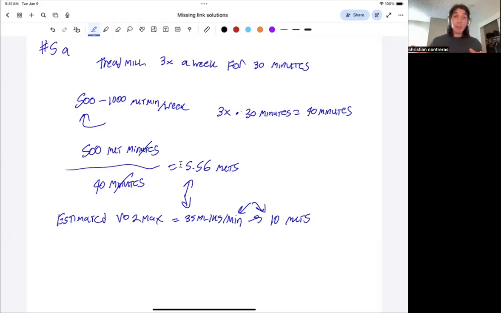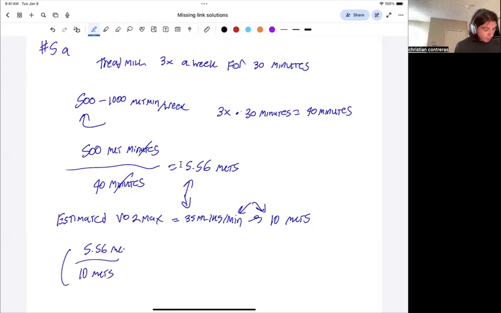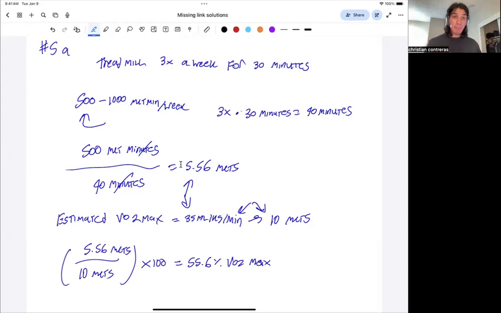And again, remember percentage of VO2 max and percentage of MET max are the same thing. So I can say 10 METs, her MET max, over 5.56 METs, the work rate she needs, times 100, is going to give us 55.6% of VO2 max. So she needs to be working at 55.6% of her VO2 max. If she's only going to be exercising for 90 minutes a week, on average, she needs to be working at this percentage value for all 90 of those minutes to hit the minimum MET minute per week value given to us by the CDC and ACSM.